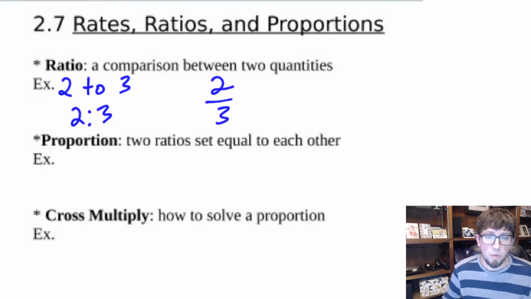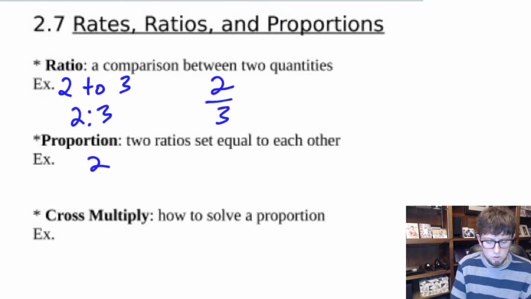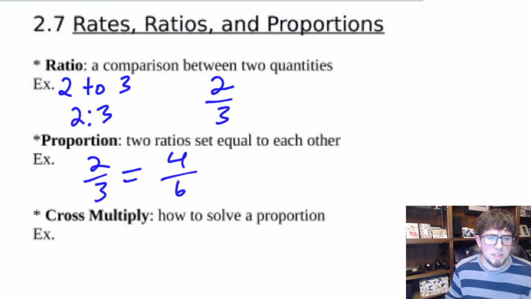Another definition, proportion, that's when two ratios are set equal to each other. So 2/3 is equal to 4/6, for example. You'll notice a couple of things. You can double the top, 2 times 2, and get 4. And if you double the bottom, 3 times 2, you'll get 6. That's because these are proportional. That is why that works.